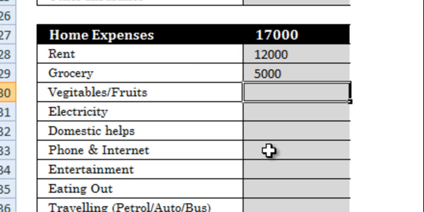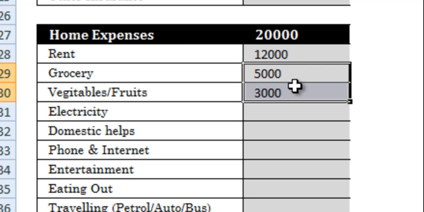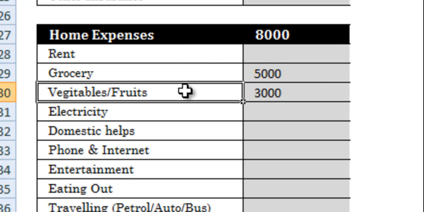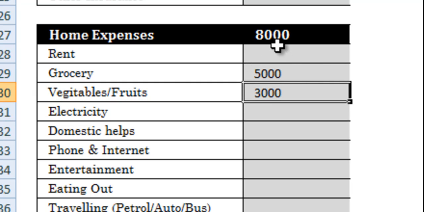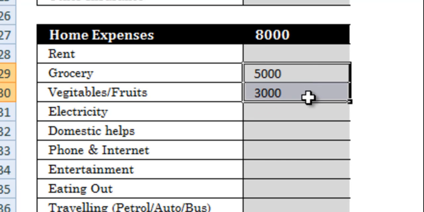You say that fruits and vegetables should not cross more than 3,000. So this way you define many things. I'll just take an example of these two, which are grocery and vegetables. And the moment you do this, it will also show you what your total home expenses should be. So it should not cross 8,000 rupees on a monthly basis. We are just taking an example of two things here. You can define everything here.